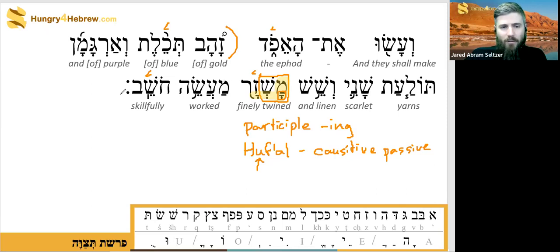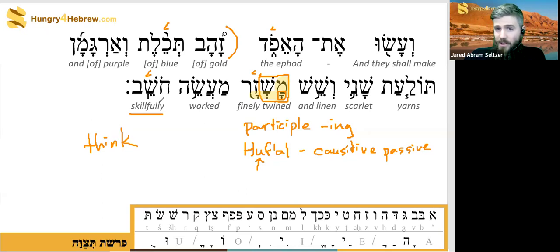Ma'aseh choshev. What is the root or the verb chashav? Lachashov. Hint, you're doing it right now. Chashav. Yeah. Chashav in modern Hebrew means to think. But it comes from this idea of applying your intellect and using your skill and thinking about what you're doing. So here they translate it as skillfully, even though I would disagree with that.